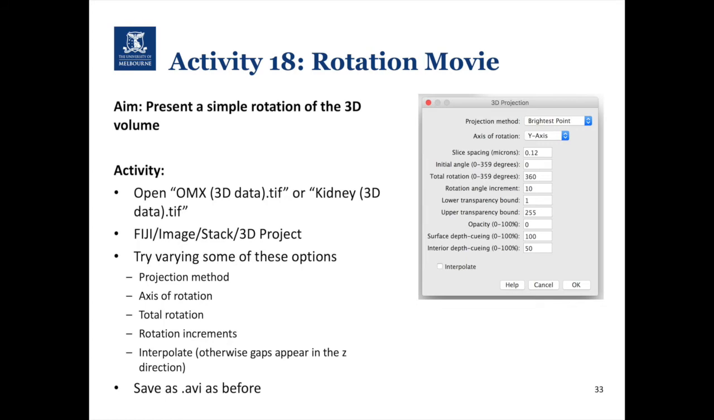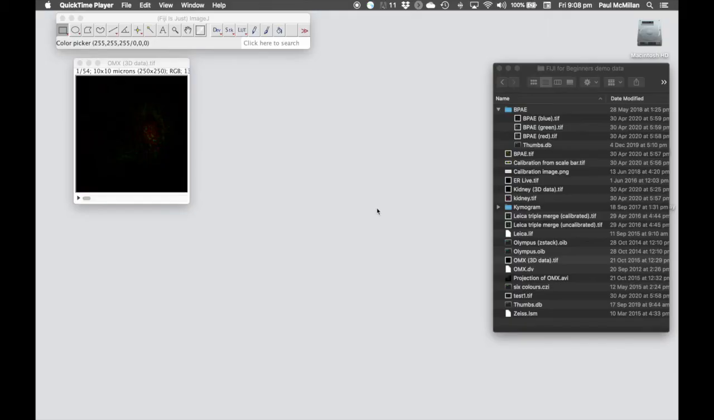In activity 18, we're going to again show the 3D data in a video format, and in this case we're going to use FIJI to do a very simple rotation around one of the axes. For this example, we're going to use the OMX 3D data. So again, you can see the two channels down through Z.